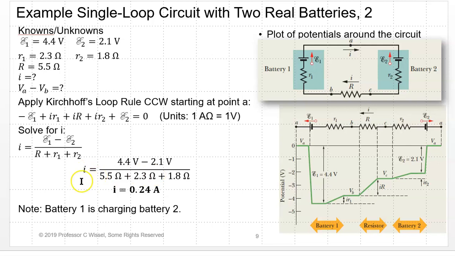Now I put my numbers in here. So I will be 4.4 volts minus 2.1 volts divided by 5.5 ohms plus 2.3 ohms plus 1.8 ohms. Ends up being 2.24 amps. And I guessed right, battery 1 is charging battery 2.